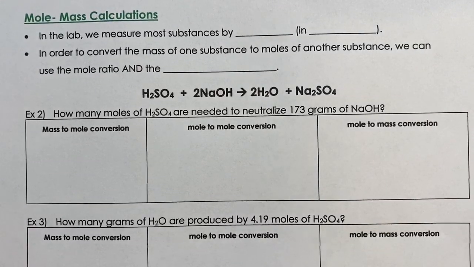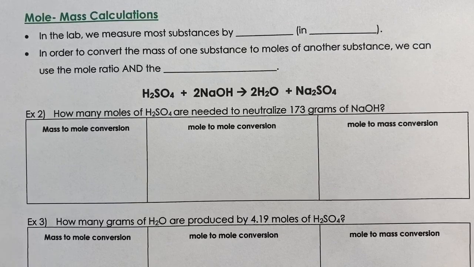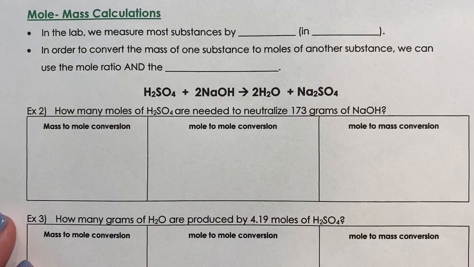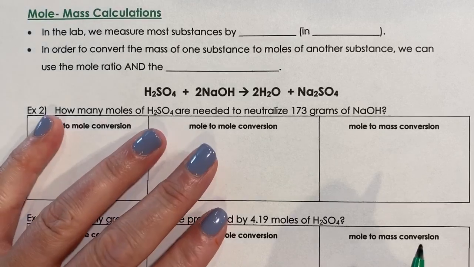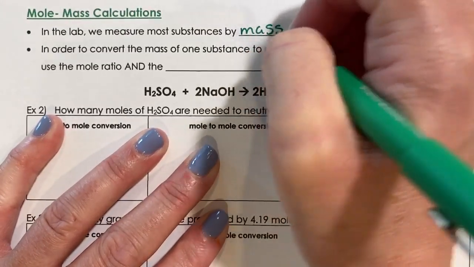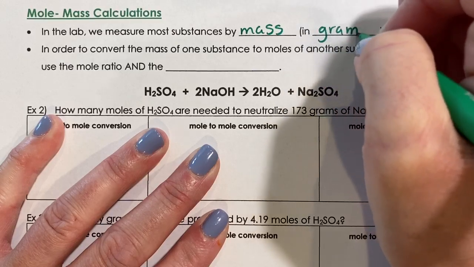Now that we have learned to convert moles of one substance to moles of another, we want to add in the second step of stoichiometry. Although moles are useful, we know that that's not how we measure substances in the lab. In the lab, we measure most substances by mass, and our units then would be grams.